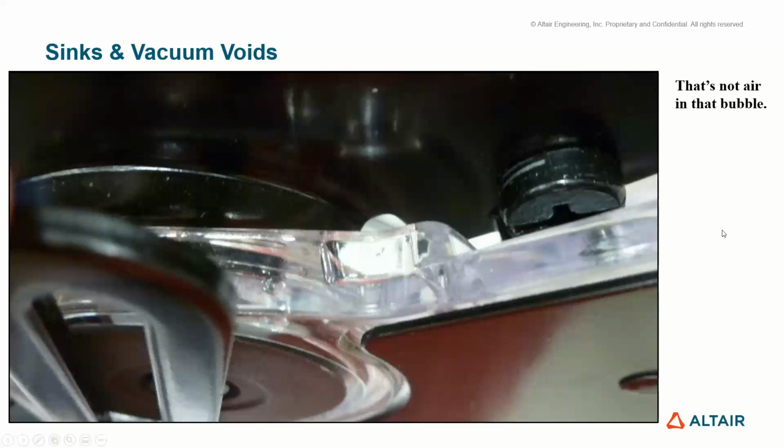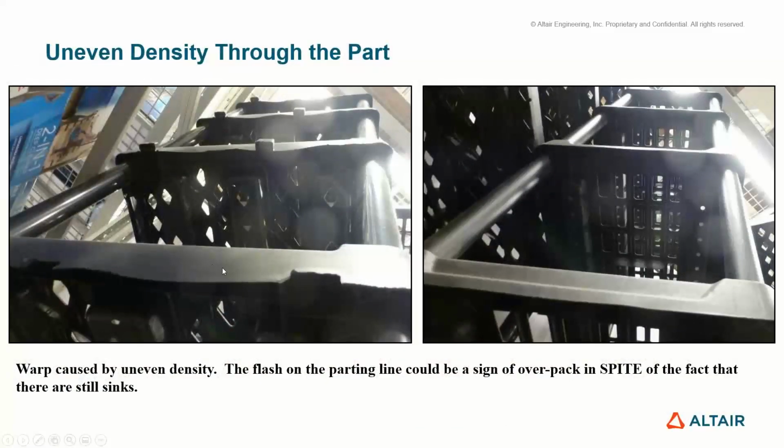Okay, so now let's talk about that uneven density again. Right? Here's our uneven density. Here, they packed it out enough, and yes, I can still see sinks in this, but my part is dimensionally stable, right? It's nice and straight. All the edges are nice and straight. Over here, we have a product made in another country that didn't care, wherever that shop was, they didn't really care so much about their quality. So you see flash along the edges.